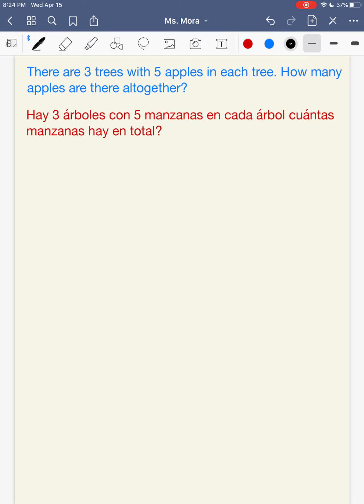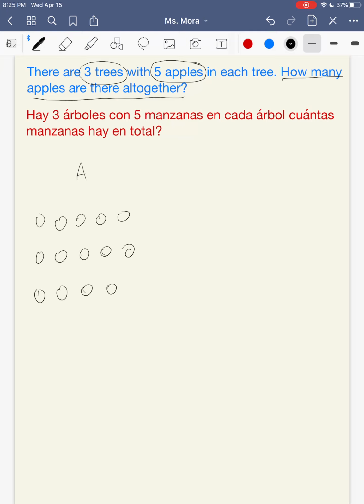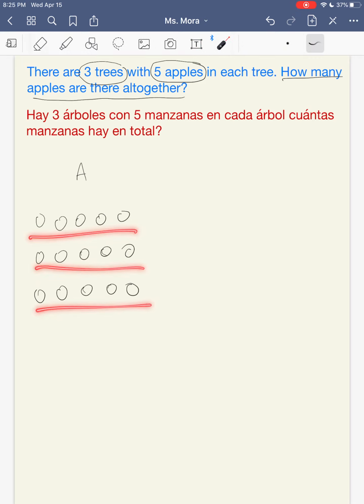Okay, so when I'm solving this, I'm going to circle there are 3 trees with 5 apples in each tree. How many apples are there all together? So when I think about it, do trees have apples in them or do apples have trees in them? I think it's trees that have apples in them. So you can either draw an array of rows and it would be 3 rows of 5. So 1, 2, 3, 4, 5, 1, 2, 3, 4, 5, 1, 2, 3, 4, 5. And here are my rows 1, 2, 3.